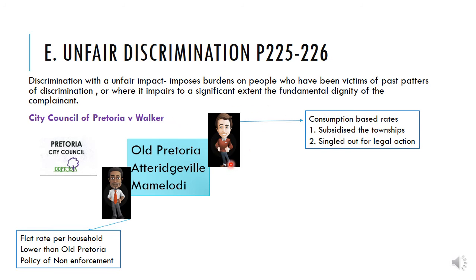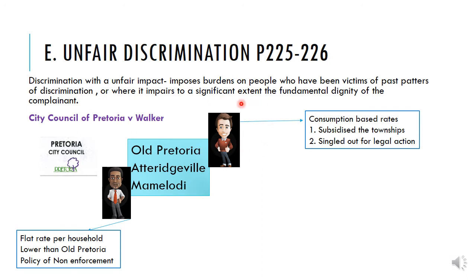So he found, let's say for example, they paid 2 Rand per unit of electricity, and at the end of the month, a normal household of 4 would use 1,000 Rands worth of electricity, and they'd pay 2 Rand per unit they used. The residents of Attridgeville and Mamelodi paid a flat rate of, let's say, 200 Rand, which was a lot less than the white population. And he felt that this was unfair discrimination.